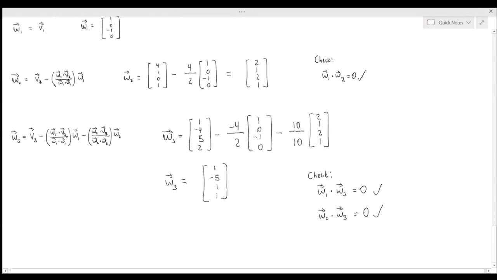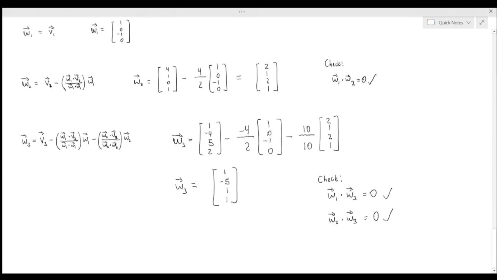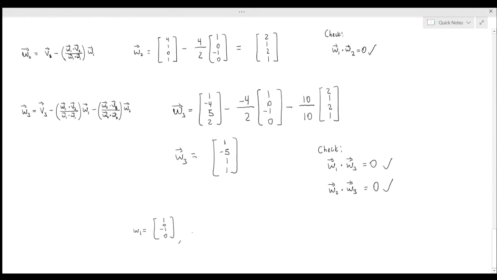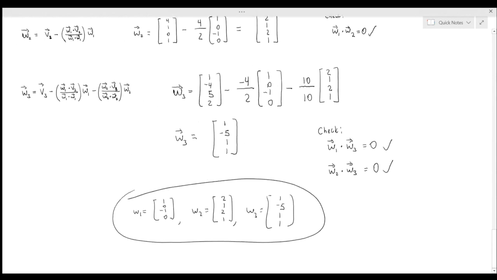Okay, so the vectors W1, W2, and W3 that we ended up getting would give us an orthogonal basis for the space that was spanned by the original V1, V2, and V3. And you could normalize all of them if you wanted an orthonormal basis, but I will end the example with that, okay?